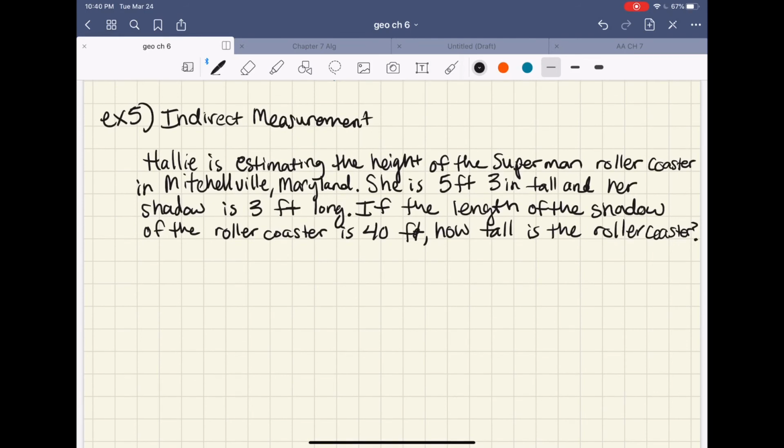So we've got a roller coaster and we want to figure out how tall it is. We have shadows that are going to be formed by the angles that the sunlight is making. What we can assume in general is, if there are shadows, assume similar.